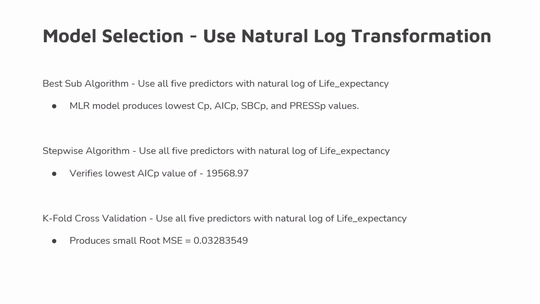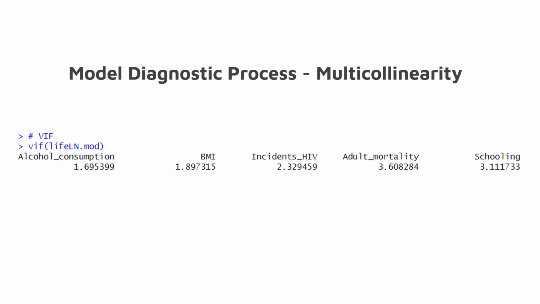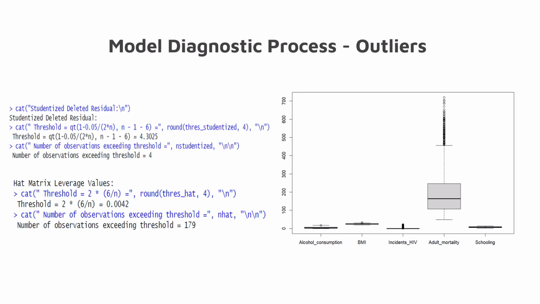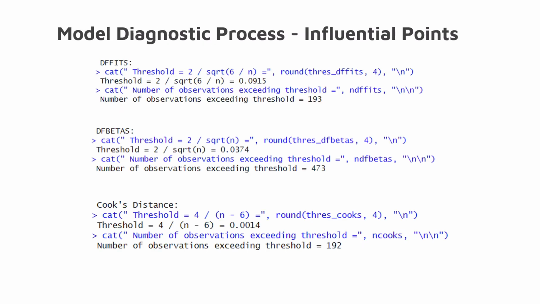Continuing the diagnostic process on our new model, multicollinearity does not appear to be an issue, as the variance inflation factors across the 5 predictor variables are all less than 5, with some even being close to 1. The studentized deleted residual shows that there are 4 outliers on Y, and the hat matrix leverage values show that there are 179 outliers on X. With a quick box plot, these outliers on X can most likely be correlated with the predictor adult mortality. The DFFITS, DFBETAS, and Cook's distance measures show that there are a significant amount of influential points within our model, whether they are on fitted values or regression coefficients.